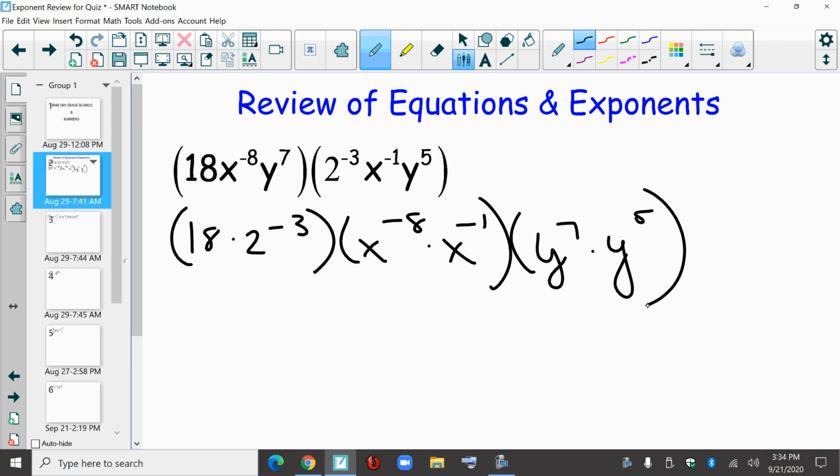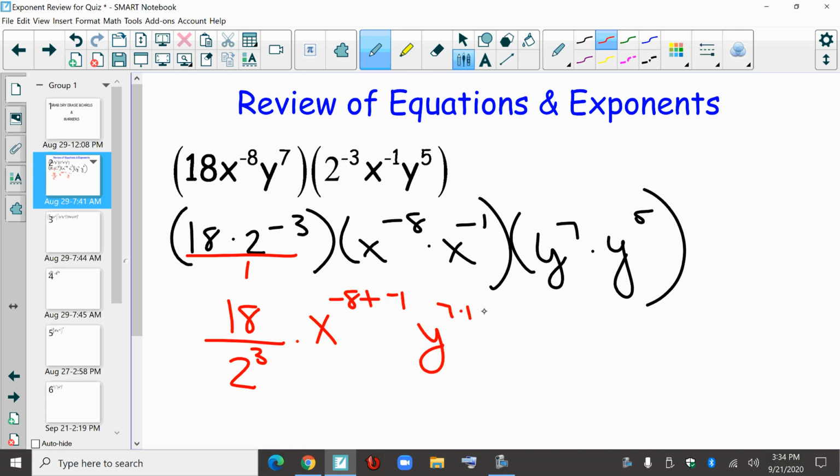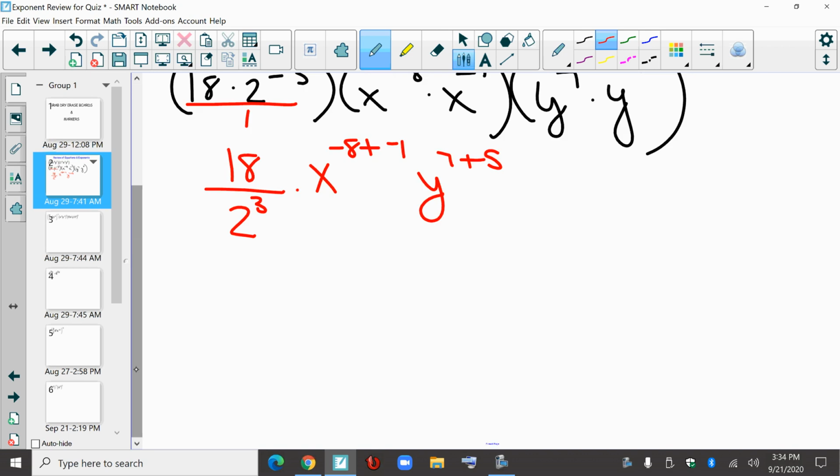Okay? Then we're going to go ahead and play the game: should I stay or should I go? If it has a positive exponent, it stays, like that's where the 18 stays. And 2 to the negative 3 goes to the bottom and becomes positive. For the x's, you're going to add the exponents. And the same thing for the y's. So then you have 18 over 2 times 2 is 4 times 2 is 8. X to the negative 9, y to the 12th.